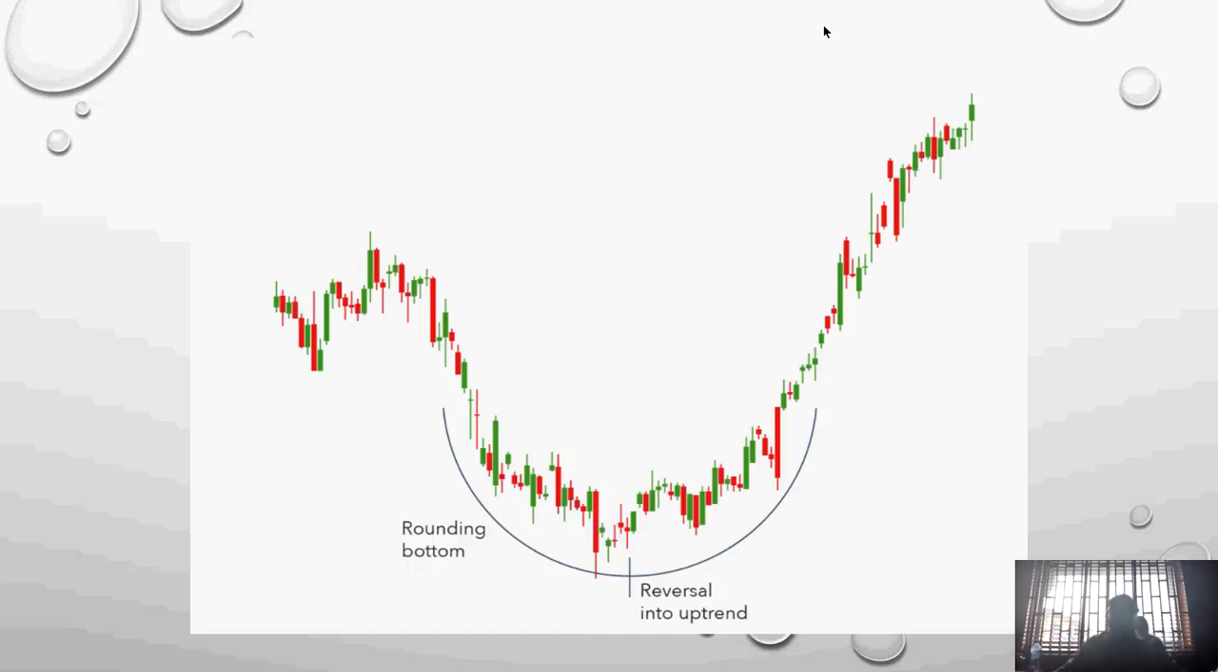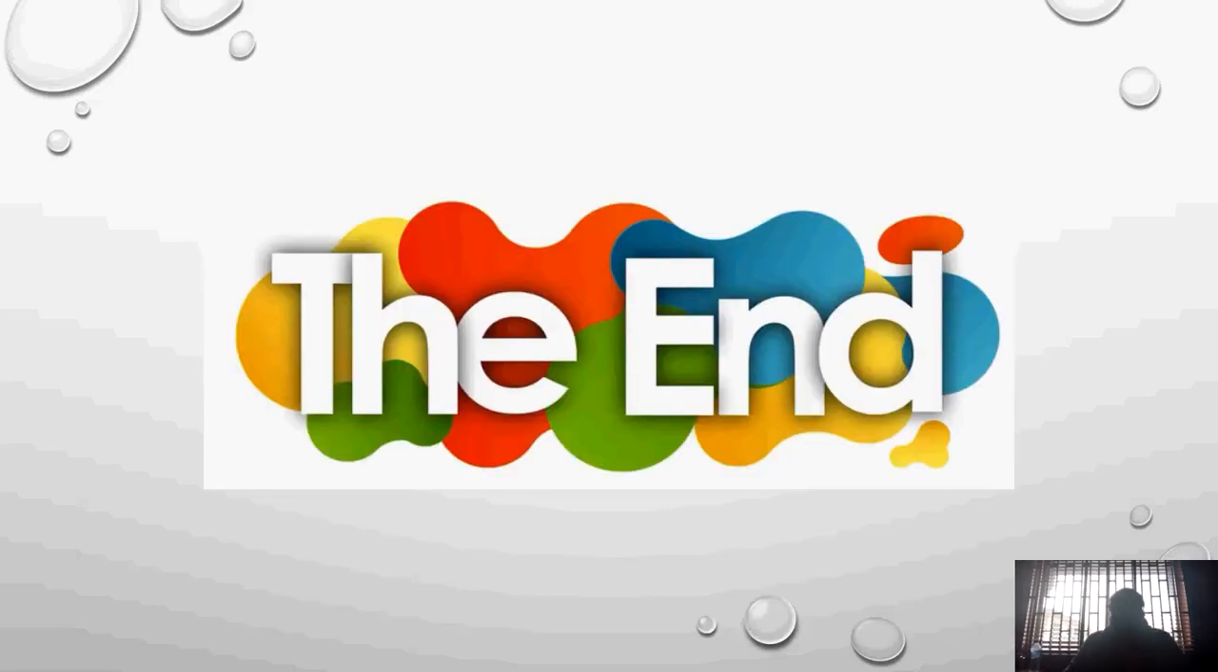So this one is the inverse of the rounding top, which is the rounding bottom. Price has been coming down. It's a rounding kind of structure. All right. So you come here, draw your neckline. When price breaks it from here, you are looking for a buying opportunity because it has reversed from a downtrend into an uptrend. The downtrending market has been reversed into an uptrending market.